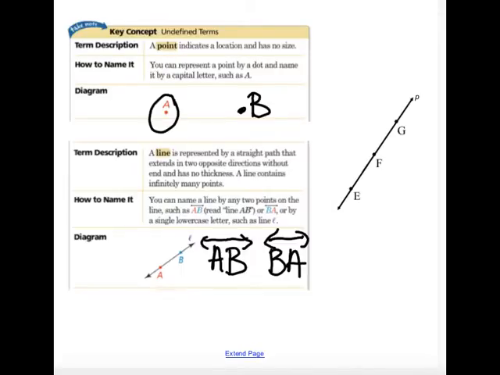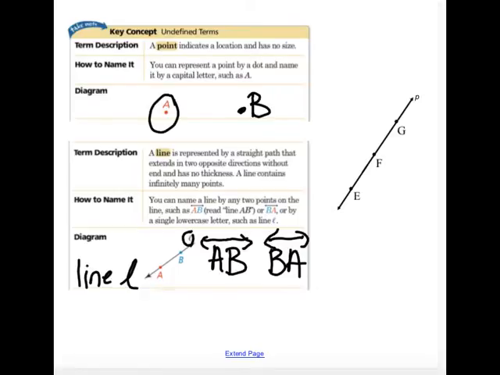You also notice in this line, there's a tiny little italic letter. We can also name lines with that lowercase italic letter. So this could also be called line L. So different ways to name the line. Let's look over on the right.